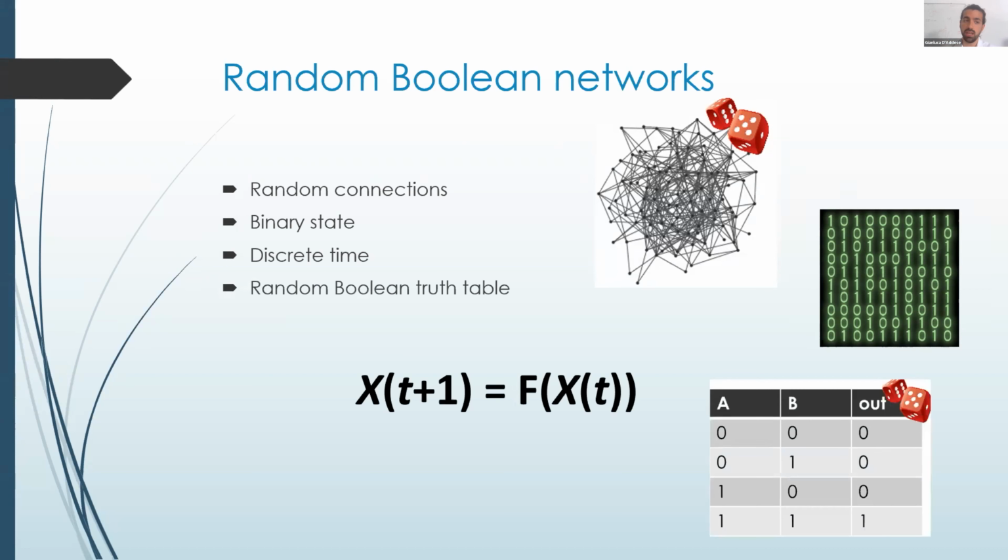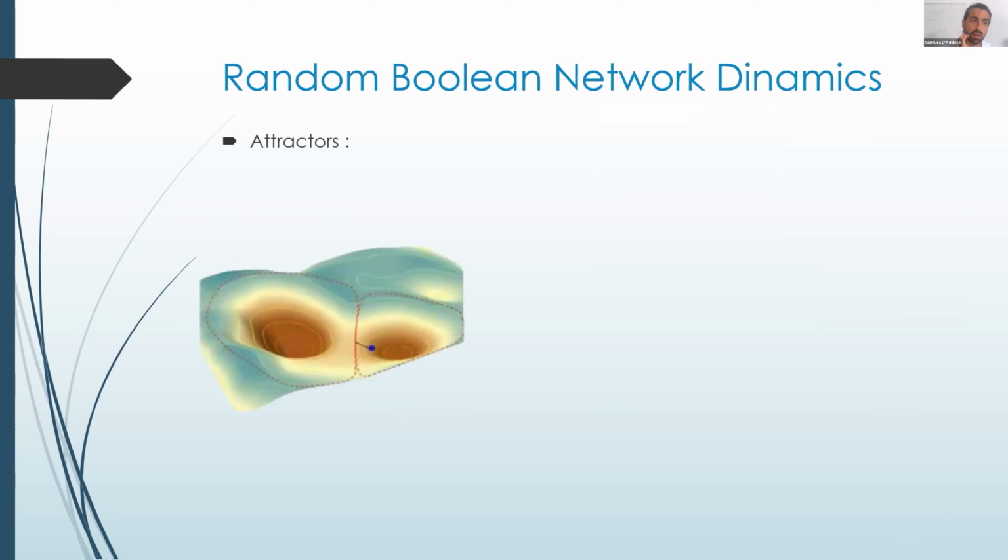At the end, we have the truth table of every node that shows us the output of the node, given the state of the input nodes. For each combination of inputs, there is only one possible output. Going forward, we have the dynamics of the random Boolean network. First of all, we have the attractor. After a first period of transition, the network tends to remain in one of these attractors.